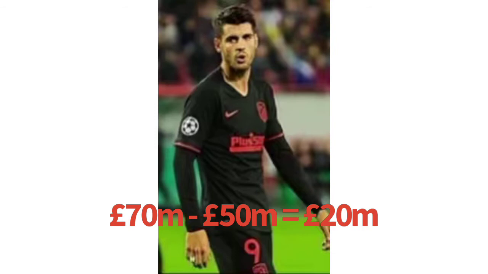Let's input the numbers into our equation. So we have the cost price of 70 million. Take away the selling price of 50 million. And that leaves me with 20 million. So I've lost 20 million pounds on this player.